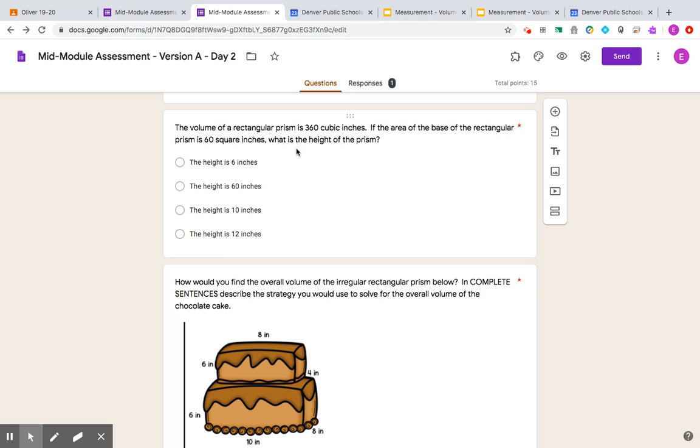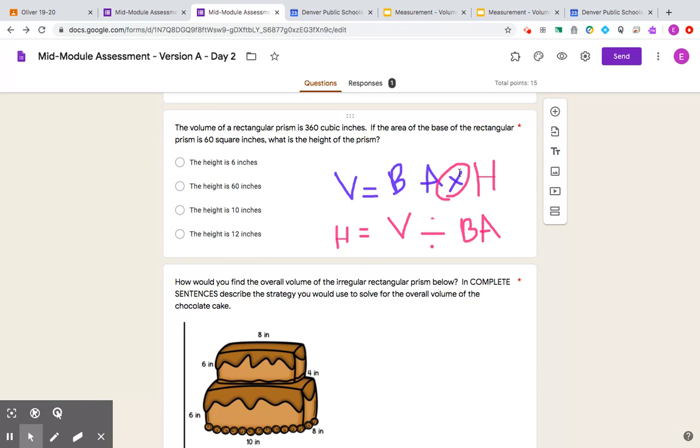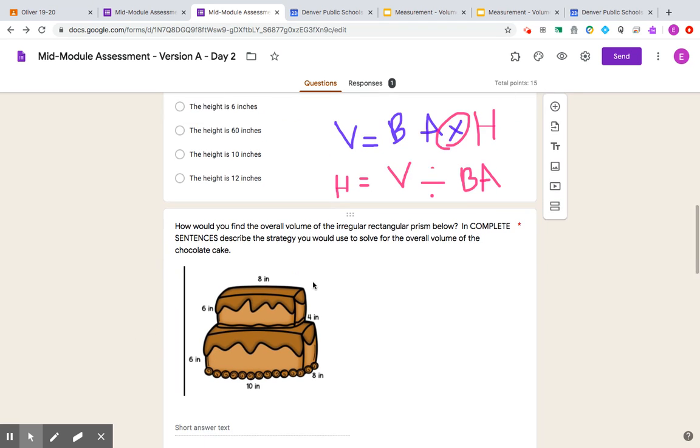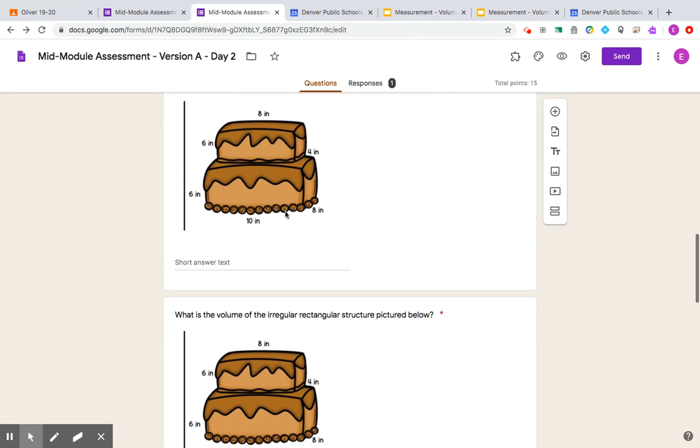Looking at this one, you need to find the height of something when given the volume in the base area. Remember, if I have volume, base area, and I need to find my height, I'm going to do the opposite operation. My height is going to be volume divided by base area. That's a tricky thing we keep forgetting. You then have a volume of an irregular prism. Remember, find the volume of each piece and then add them together.